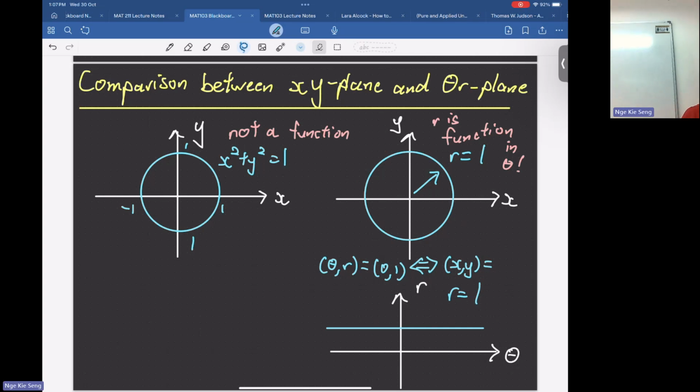1 and 0? Did you say 1 and 0? What does the xy point correspond to? Okay, and then 1 and 0. How do you compute this?